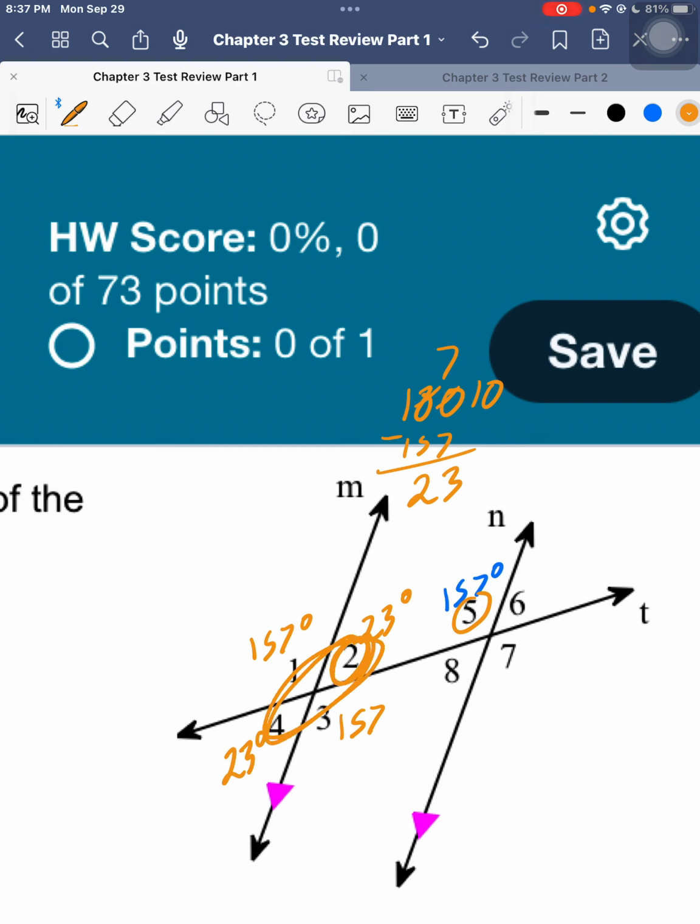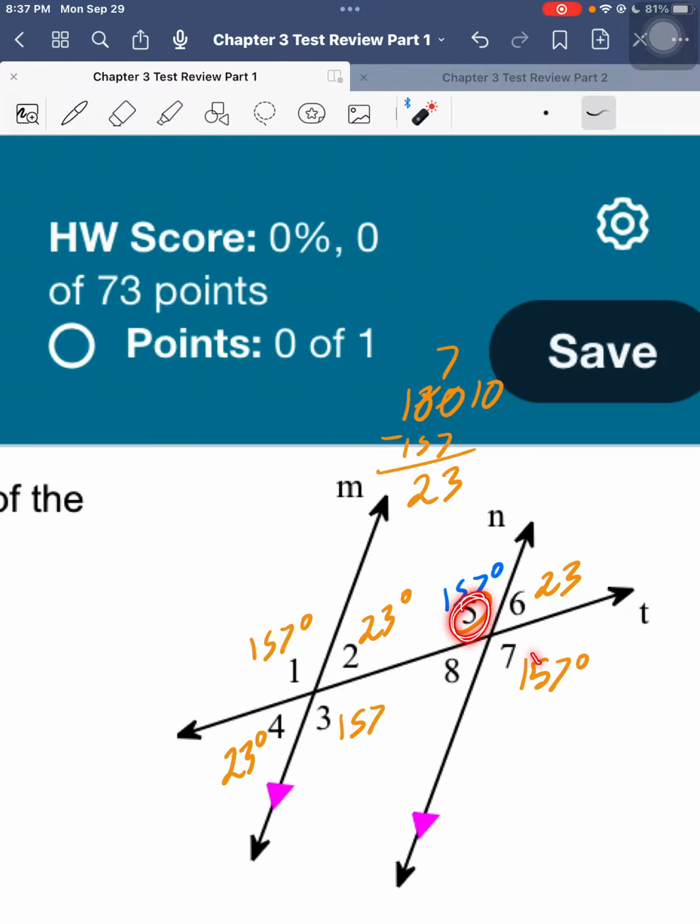Okay. 4 is 23, but I actually cannot use 5 here, so I'm going to use 2 and vertical angles theorem. What about 6? 6 is 23 because angle 5 and 6 are a linear pair.